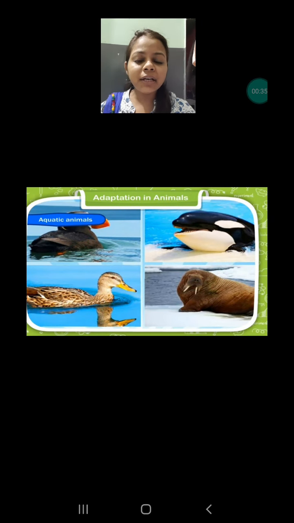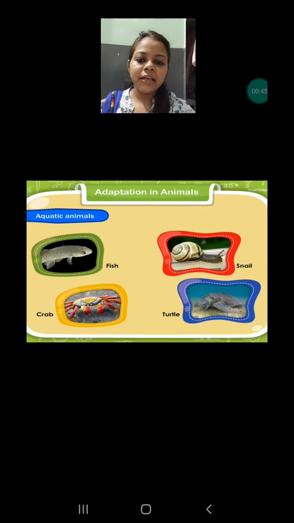What are the aquatic animals? Some animals can easily survive under the water. So the animals who live under the water or in the water are called aquatic animals, like fish, snail, turtle, crab, some snakes, starfish, octopus. A lot of examples are there of aquatic animals.